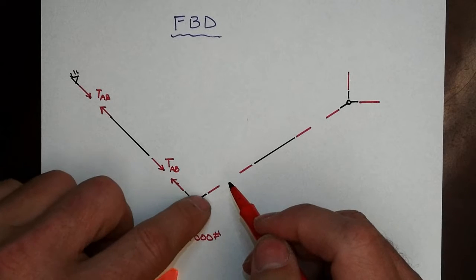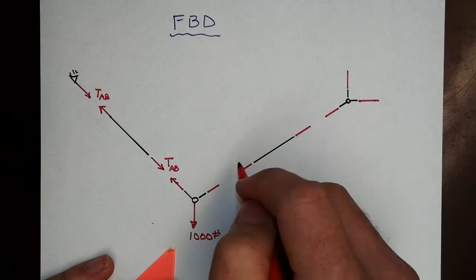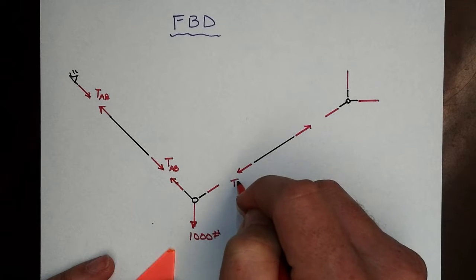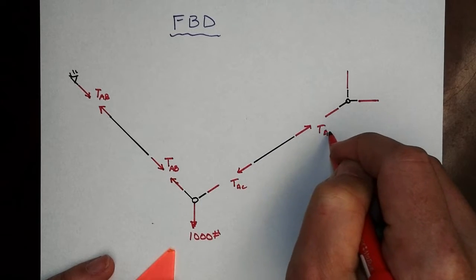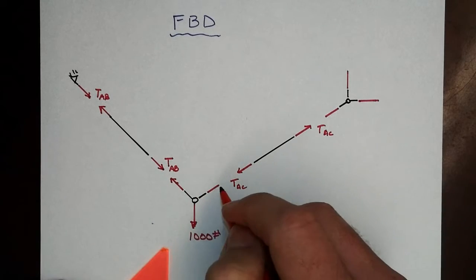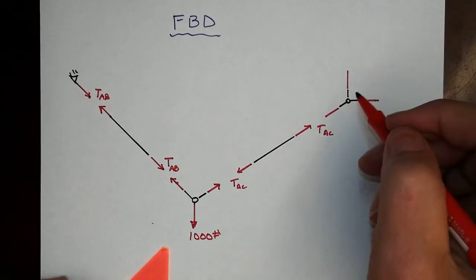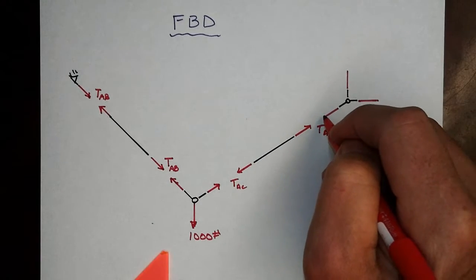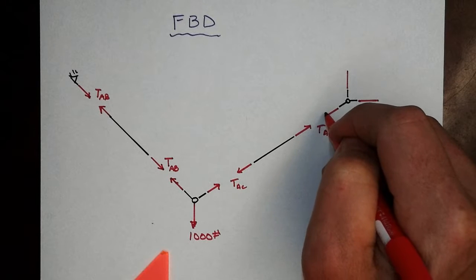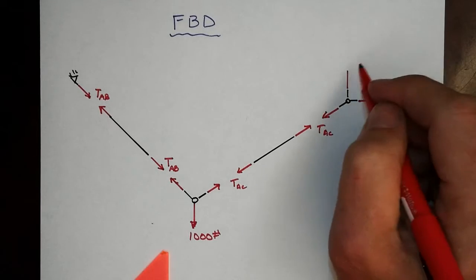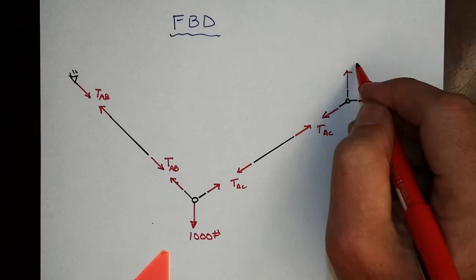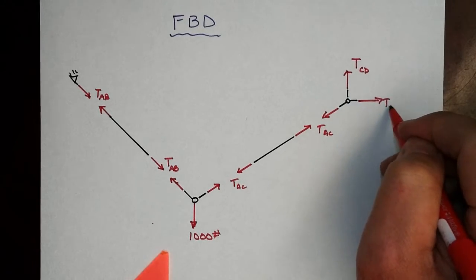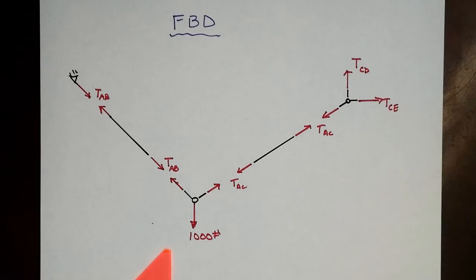Right? Same kind of thing now here for the new rope, which is AC. It's going to be in tension. So the joint is pulling on it, and it's pulling on the joint down here at B. Same thing up here at C, that the joint is pulling on it, and it is pulling on the joint. And then likewise for the other forces, the vertical one being CD, and the horizontal one being CE.